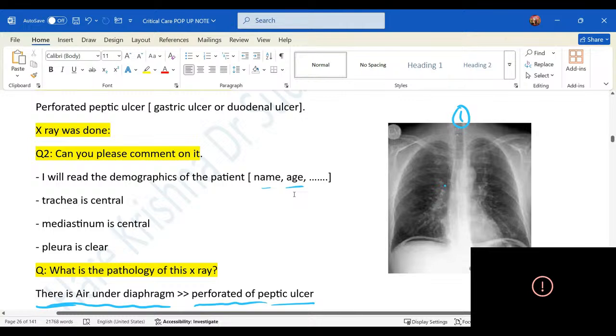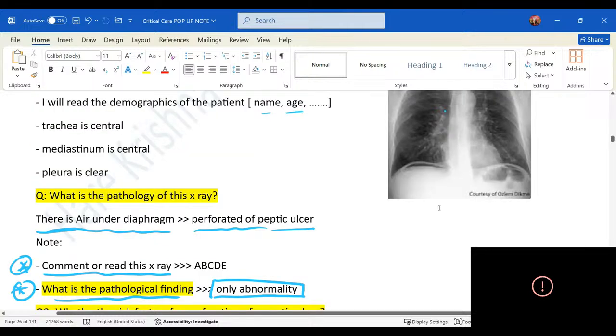This is the X-ray of Mr. X taken on this date, with this hospital number. Here it shows the trachea is centrally placed and the mediastinum is not shifted, and the bilateral pleura is clear. But I can also see air under the diaphragm, so it is suspected that this is a perforated hollow viscus.